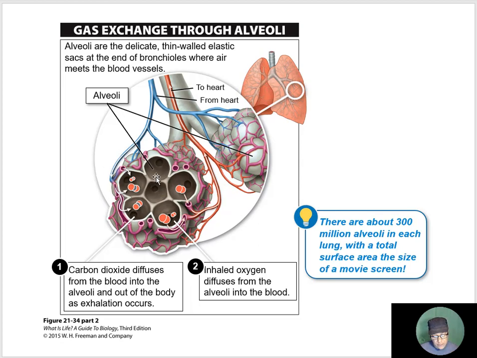And this is sort of the cross section of what's happening in the alveoli. This is where the gas exchange is actually happening. You've got the capillary bed that's encircling each alveolus. The carbon dioxide diffuses from the blood into the alveoli, out of the body as exhalation occurs. And then inhaled oxygen diffuses from the alveoli into the blood based upon that oxygen concentration gradient, right? It turns out there are about 300 million alveoli in each lung with a total surface area the size of an entire movie screen, which is incredible.